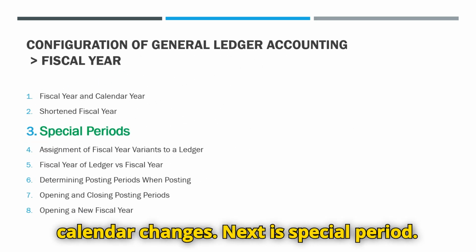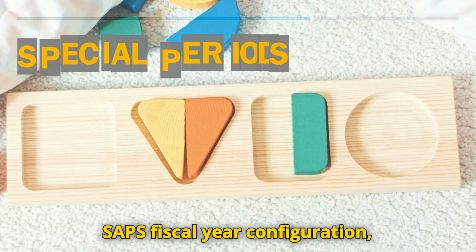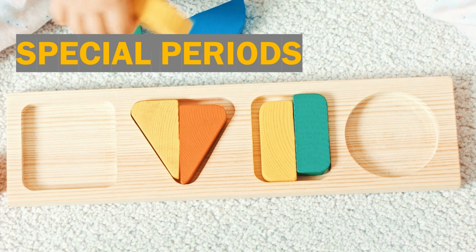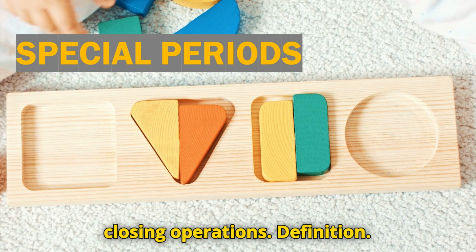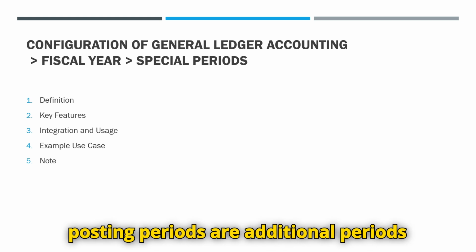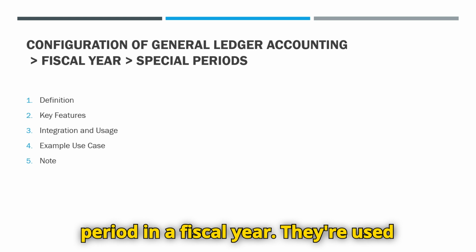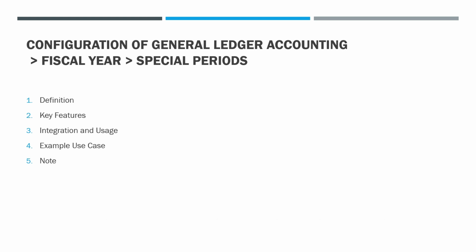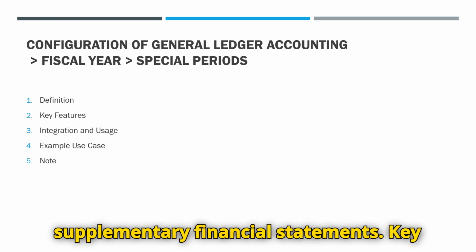Next is special period. Let us dive into a unique feature in SAP's fiscal year configuration, special posting periods. These periods are essential for streamlining year-end closing operations. Definition. What are special posting periods? Special posting periods are additional periods that subdivide the final regular posting period in a fiscal year. They're used specifically for closing operations, allowing organizations to prepare multiple supplementary financial statements.